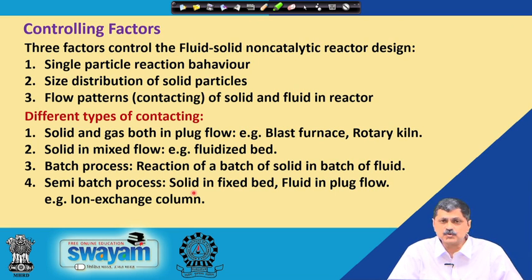The first controlling factor is of course the reaction behavior of the single particle, which we have already discussed. The second factor is the size distribution of the solid particles, and the third factor is the flow patterns or the contacting patterns of the solid as well as the gaseous reactants. Different types of contacting are possible. Say solid and gas both may be in plug flow, like in blast furnace or rotary kiln.